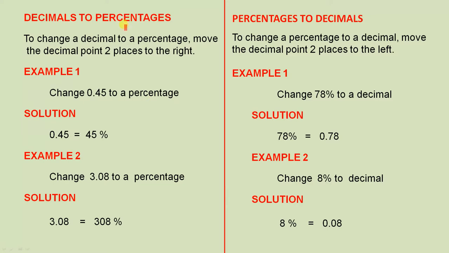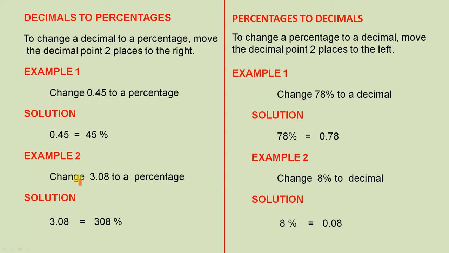Changing decimals to percentages. To change a decimal to a percentage, move the decimal point 2 places to the right. Example 1. Change 0.45 to a percentage, and the solution, 0.45, so here is the decimal point. You move it 2 places to the right. 1, 2. So it ends up behind the 5, so the answer is 45%.